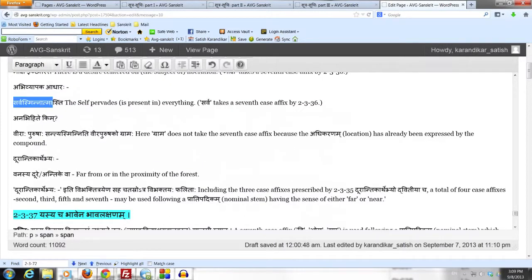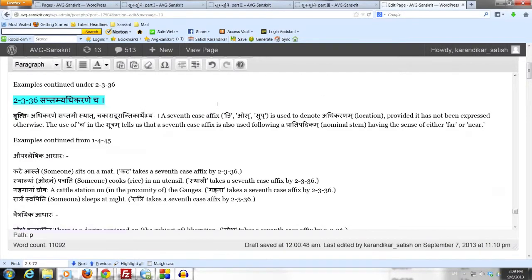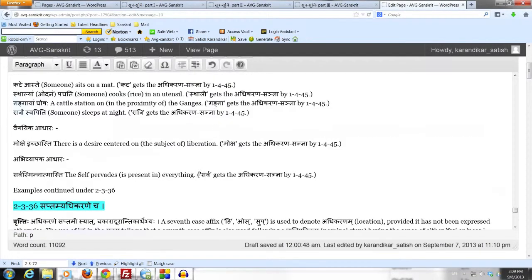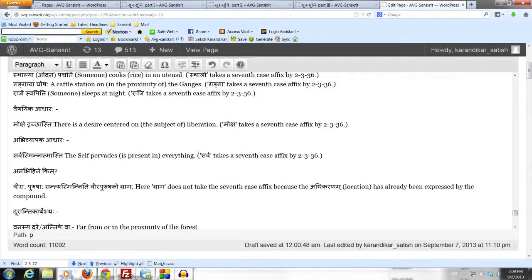And finally the Abhivyapakaha Adharaha. Sarvasminnatma asti. The self pervades, is present in everything. Sarva has the Adhikarana Sanya by 1445, and hence the Pratipadikam Sarva takes the seventh case affix by this Sutram 2336.